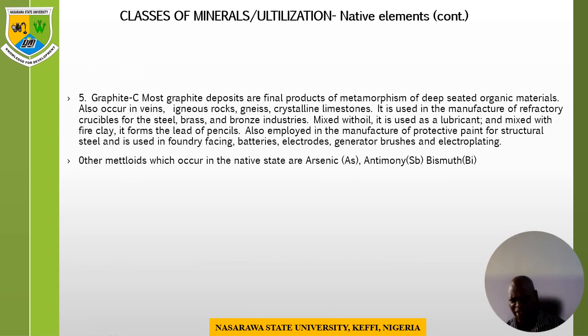Then the graphite. Most graphite deposits are the products of metamorphism of deep-seated organic material, also occurring in pegmatites, igneous rocks, and crystalline limestone. It is used in the manufacture of refractory crucibles for the steel, brass, and bronze industry. Mixed with oil, it is used as a lubricant, and mixed with fire clay it forms the lead of pencils. It is also employed in manufacture of protective paint for structural steel and used in foundry facings, batteries, electrodes, generator brushes, and electronics. Other metals which occur in the native state are arsenic, antimony, and bismuth.